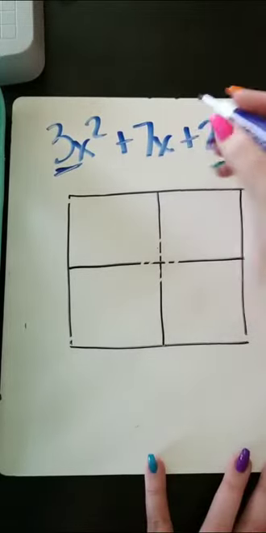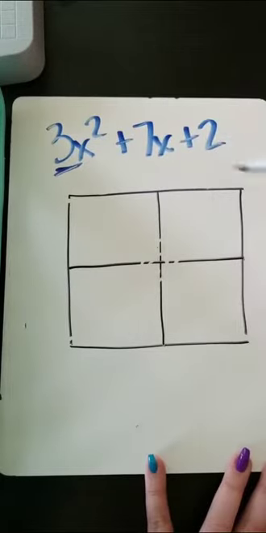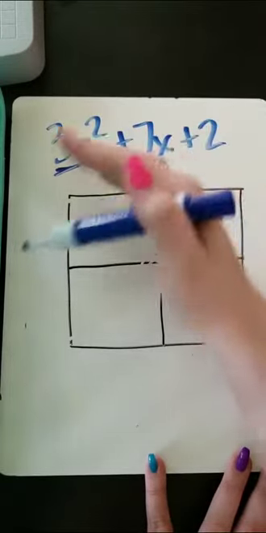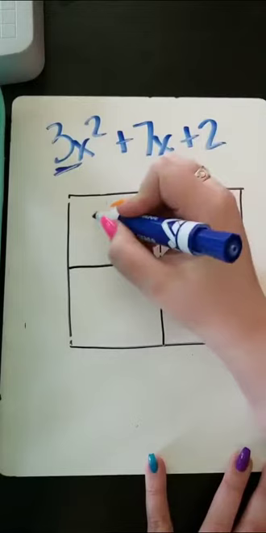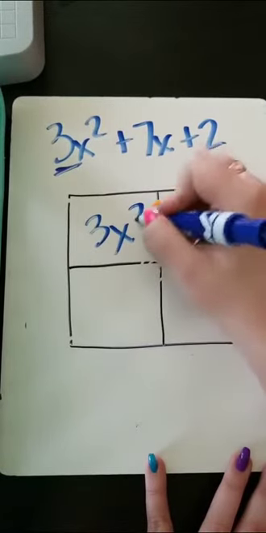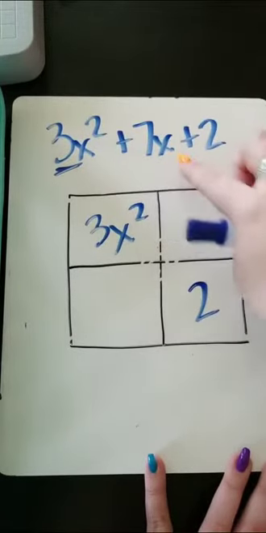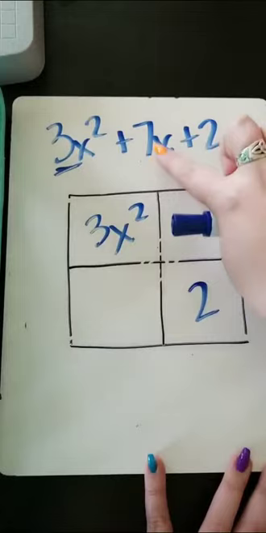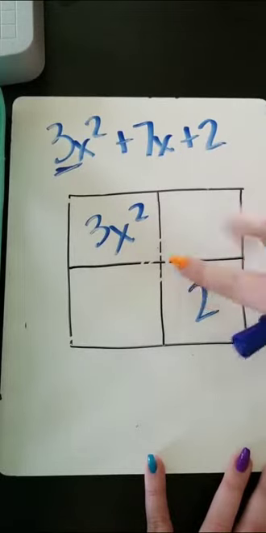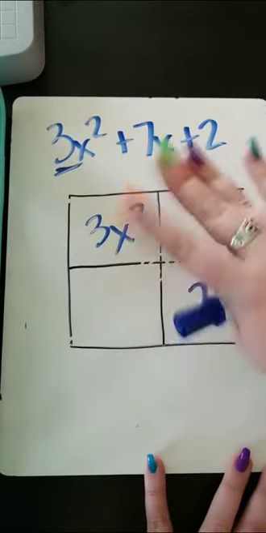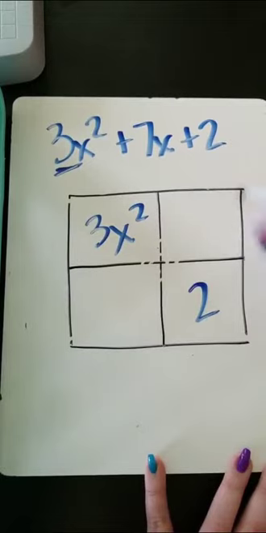So again, I fill in my area model with the original, or the answer, right? The result of multiplying, which is 3x squared here, 2 here. Okay? Also, if we've been teaching them to multiply binomials with this method, it's so easy for them to put this in the box because they've been using the box to multiply. Again, these two are going to add up to 7x. And we're going to fill in.